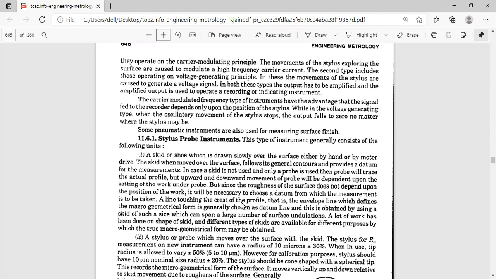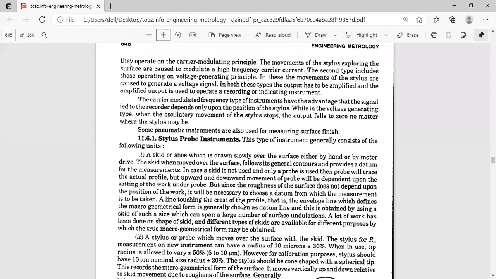Whenever a line is touching the crest of the profile, crest and troughs, peaks and valleys, we'll discuss this in screw threads, in the 5th unit. In an external thread, the crest is the highest peak and the trough is the deepest valley, and in the internal thread, it is vice versa. That we'll discuss in the fundamentals of screw. But here a line will be touching the crest of the profile.